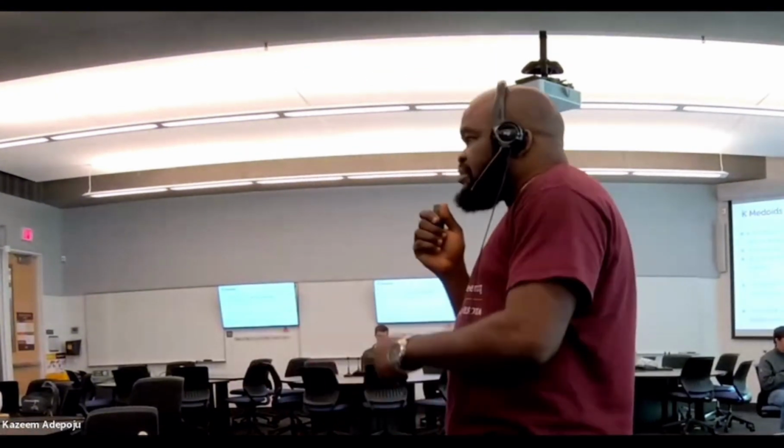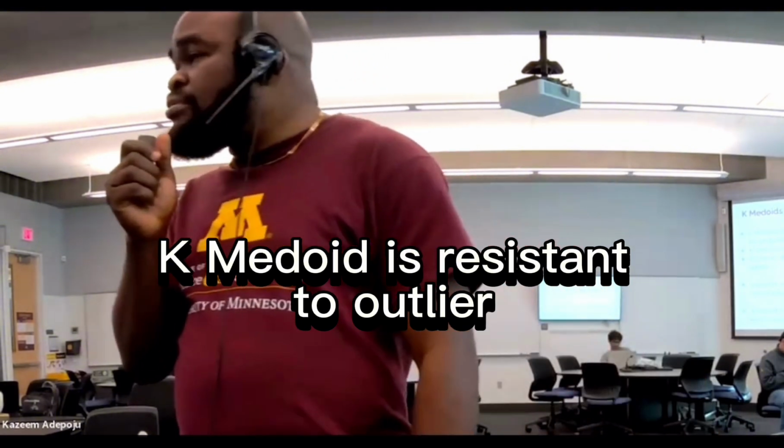One of the variants of K-means that can be used if we suspect an outlier in the data set was proposed in 1987 by Kaufman and Rousseeuw. We call that K-Medoid. K-Medoid is also called PAM, which means partitioning around medoids. We're not partitioning around means anymore. So what do we mean by medoid?